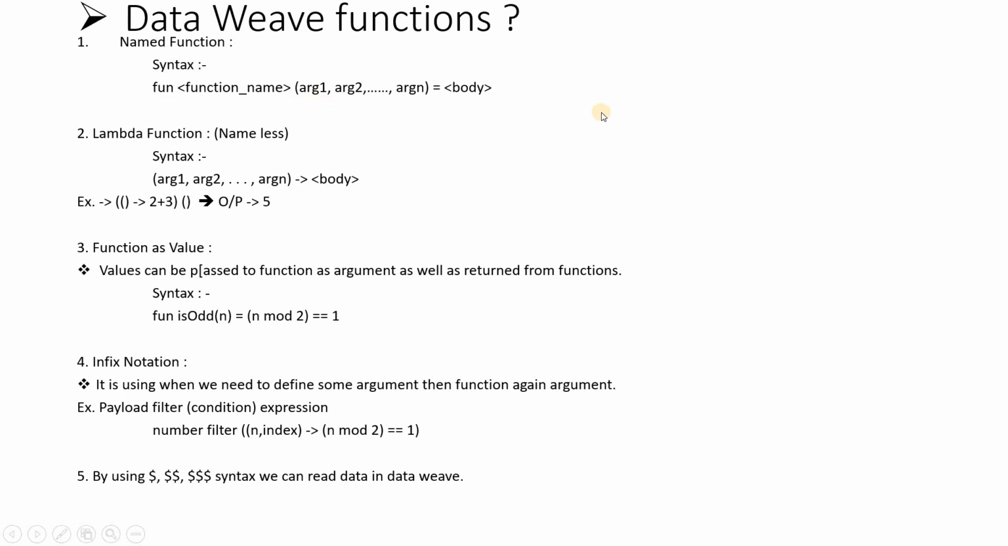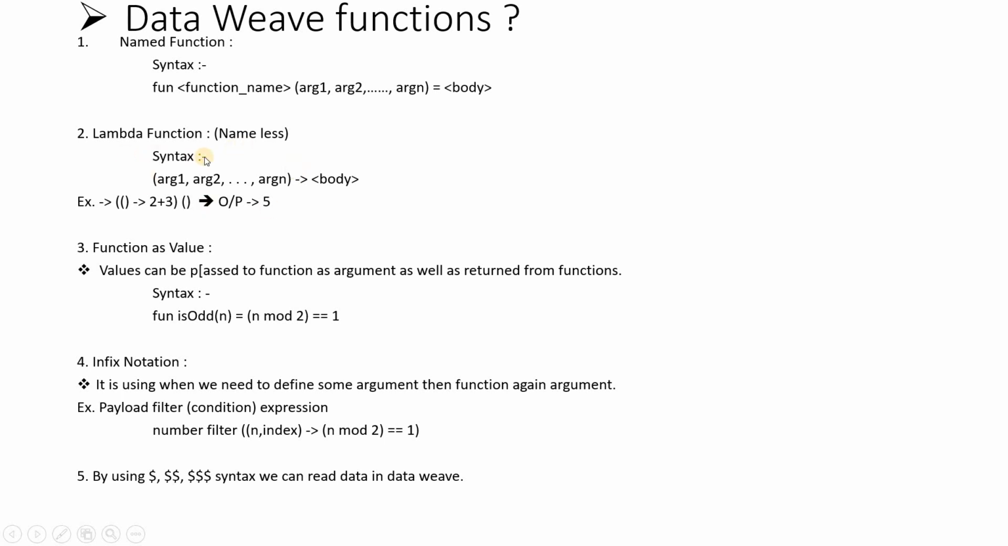In that, this is the syntax of how we can implement it. The second function is the lambda function. Lambda function is basically nameless, so that function doesn't have a name. Basically the syntax is that whatever arguments we define, then the implementation goes in the body part. See, this is one example I have given there. In that bracket we are defining this lambda function and adding two numbers, 2 plus 3, and my output will be 5. So this is the lambda function, which is basically nameless.